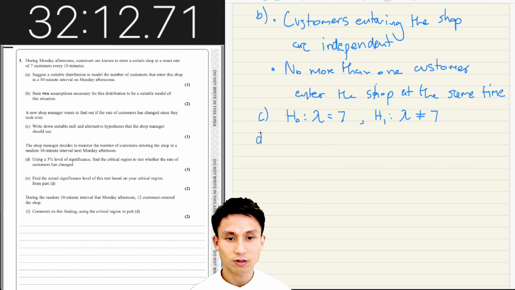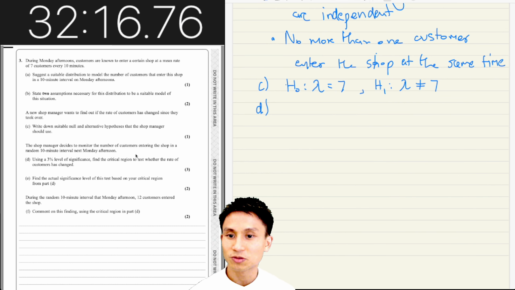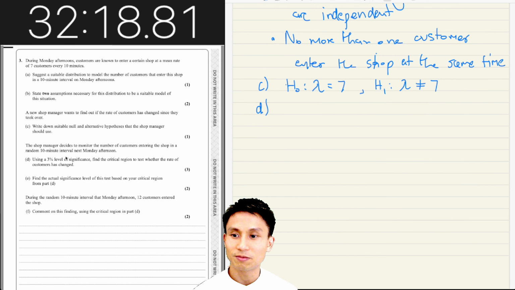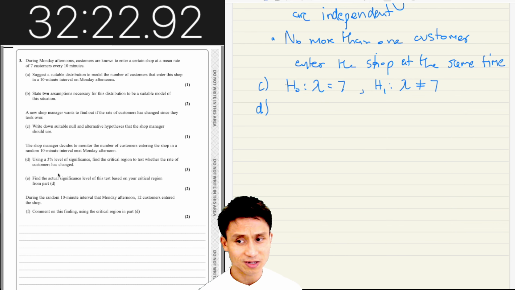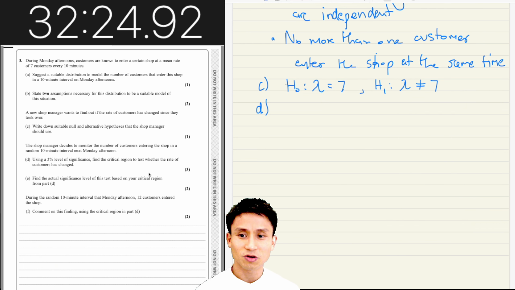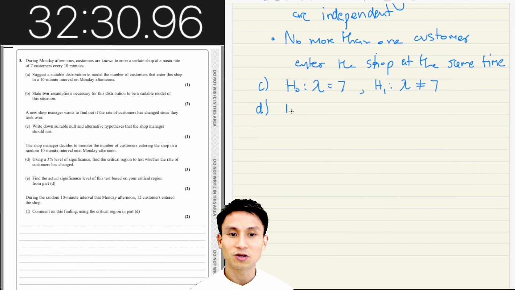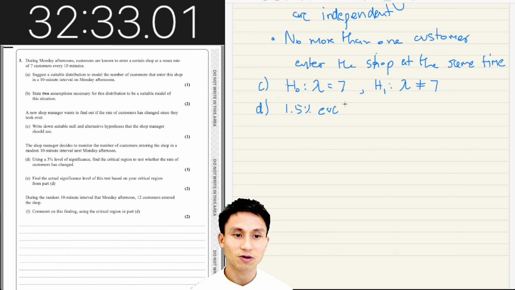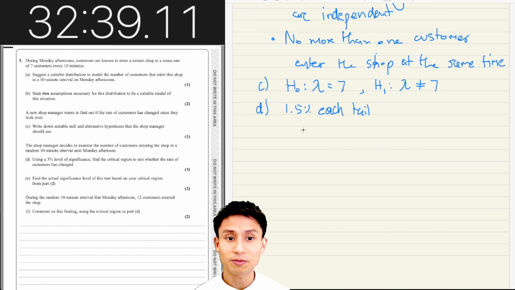Okay, so D: the shop manager decides to monitor the number of customers entering the shop in a random 10-minute interval next Monday afternoon. Use 3% level of significance. That's weird. Okay. Find the critical region to test whether the rate of customers has changed. So this is two tail. That means we got to do 1.5% each tail, right? So, yeah, the same 10-minute interval.